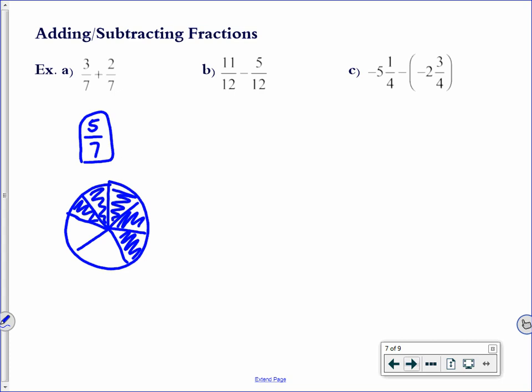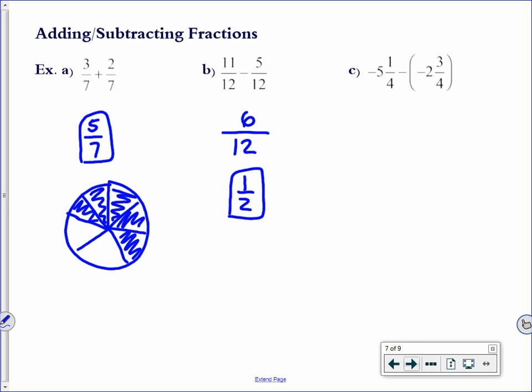11/12 minus 5/12, we go straight across the top to subtract. There would be 6/12 left over. And then don't forget to reduce your fraction. If you can, reduce it to lowest terms. And then similarly with mixed numbers, we probably want them to be improper fractions first. It's just going to make your life a little bit easier.